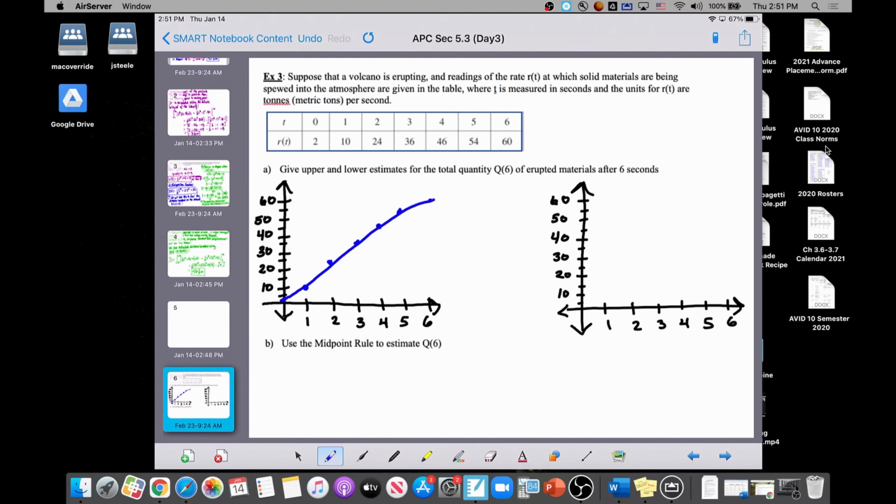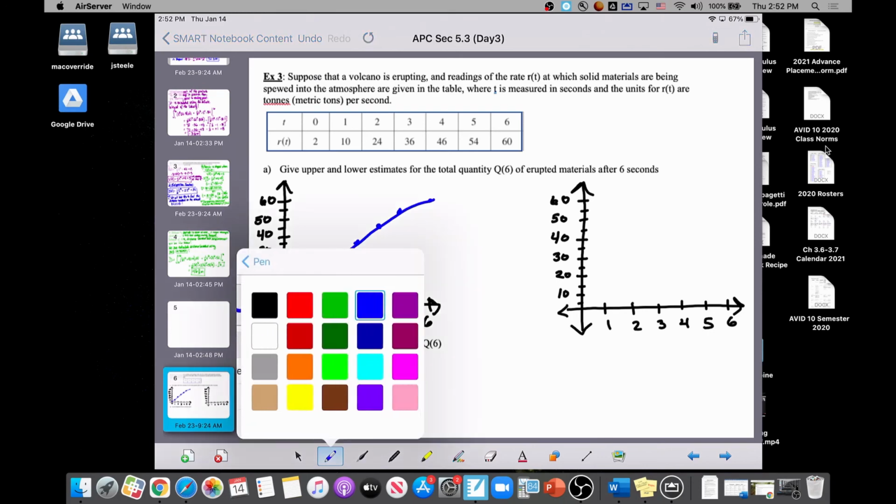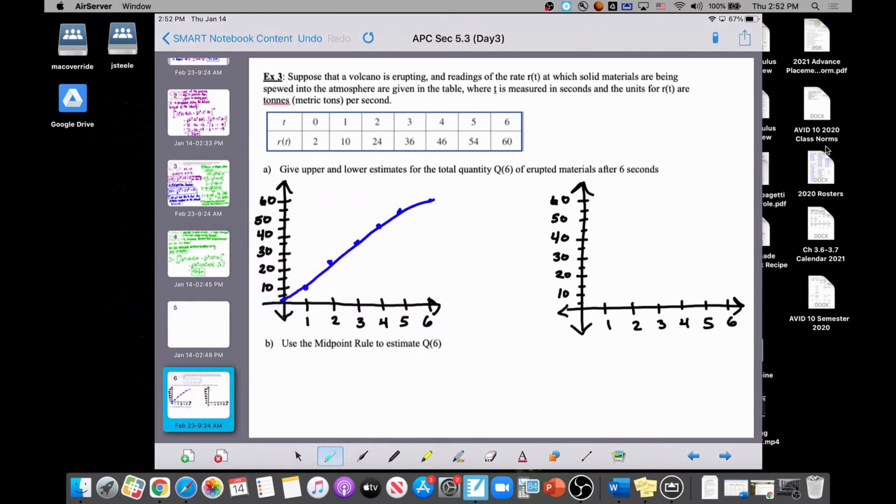Now, when we're using rectangles, remember that we have left endpoint rectangles and we have right endpoint rectangles. So in this case, if we're supposed to be giving an upper estimate, then we are going to be using right endpoint rectangles for our estimate. So my right endpoint rectangles are going to look like this. And as you can see, I'm going to have that overhang above the curve, which is why, because my function is increasing, right endpoints are going to give an overestimate, right?